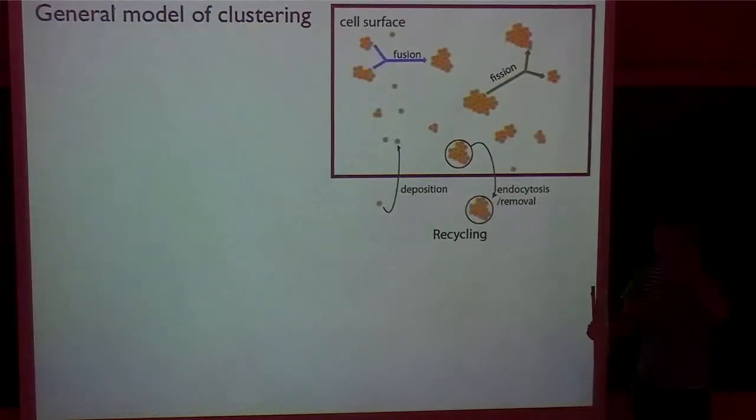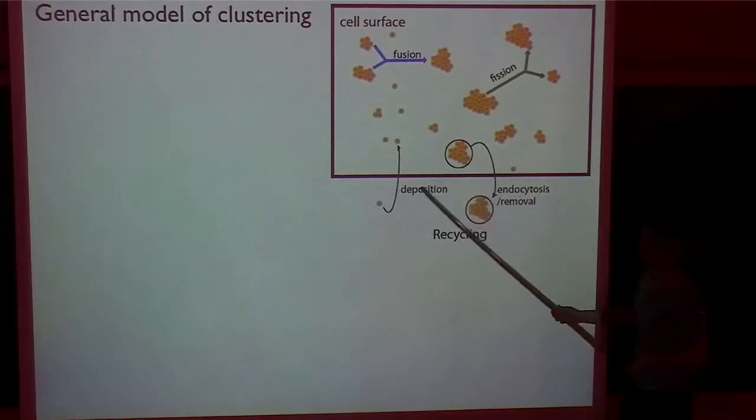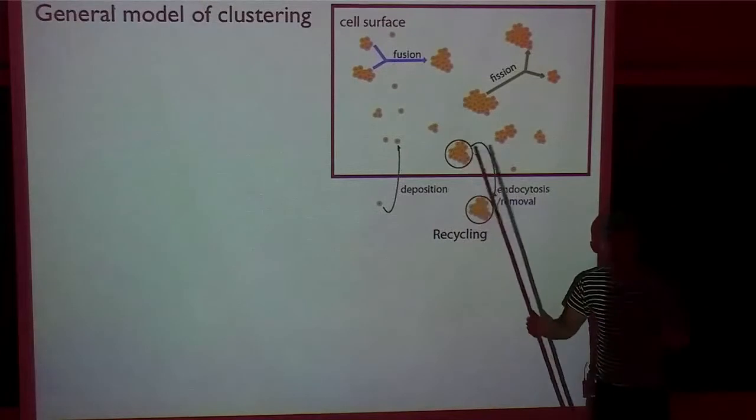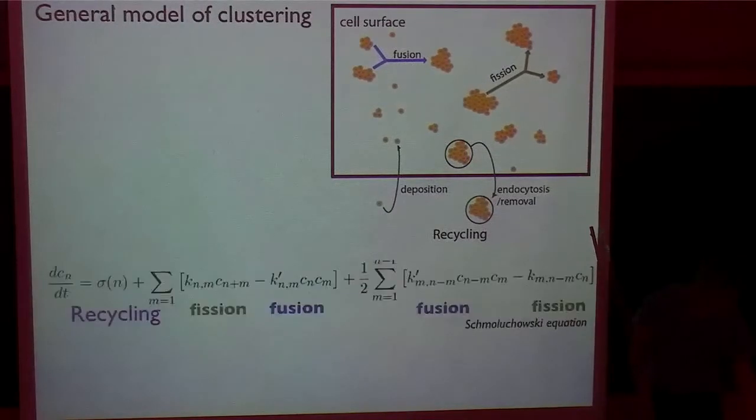And so now I would like to discuss how we can model this. And why we did model this is because, as I will show you, we can learn how clustering is regulated, and more specifically, how recycling can change the distribution of this organization, and how active, actin-dependent processes can change the distribution of these clusters.